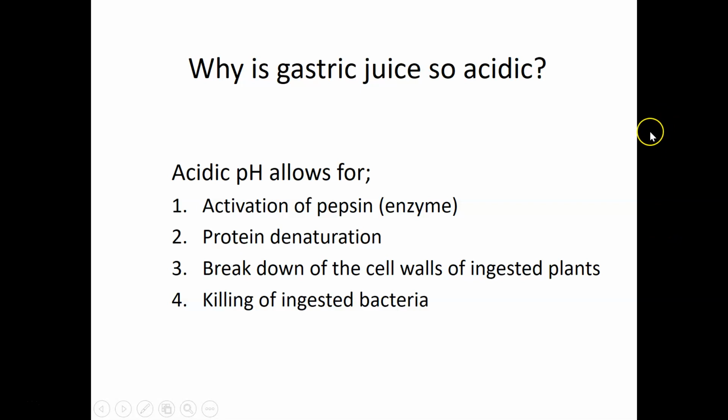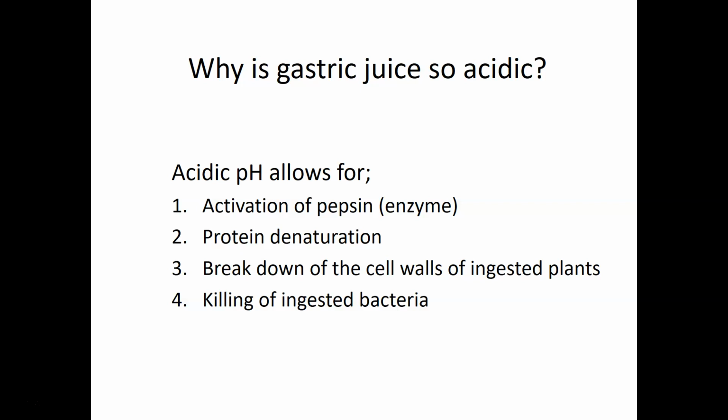Let's pose this question. Why do the gastric glands secrete such an acidic substance, the gastric juice? Why is it so acidic? Well, there are a couple of reasons. This is good for digestion. One of the reasons is it's required for activation of the enzymes that are secreted by the chief cells.